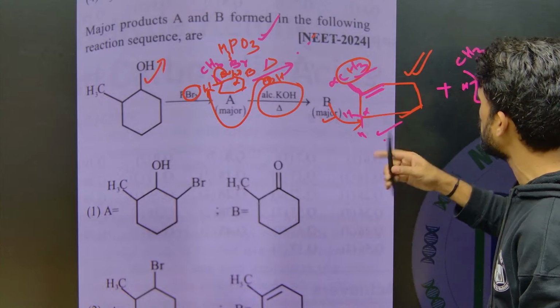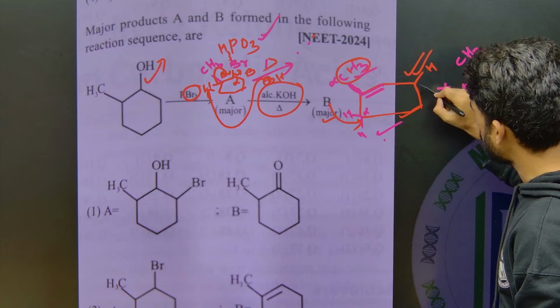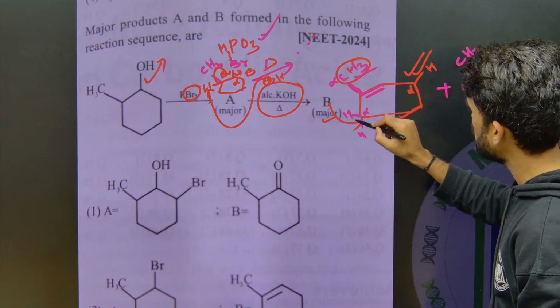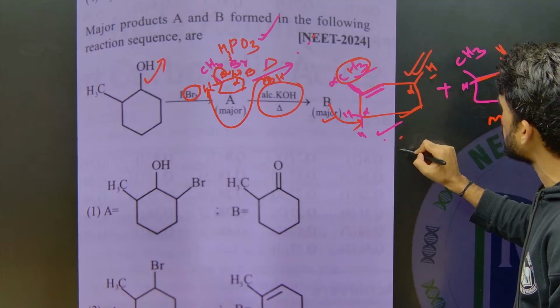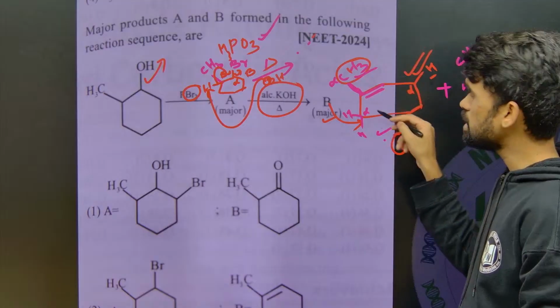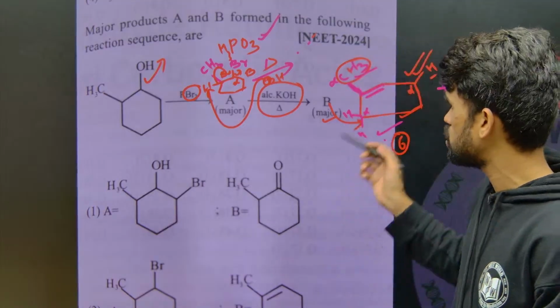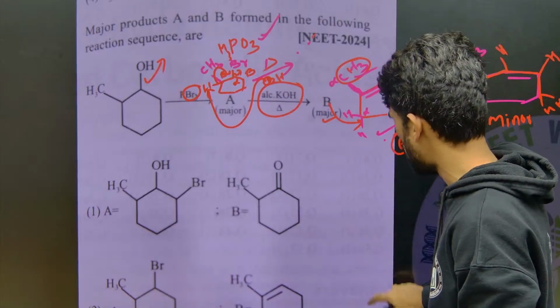This is also alpha. And on this side 1 hydrogen. This is again an alpha carbon. So how many? 3 plus 2 is 5, plus 1, so 6 alpha hydrogens are there here. So that's why, having more alpha hydrogens, it has more stability. So B will be formed as the major product.